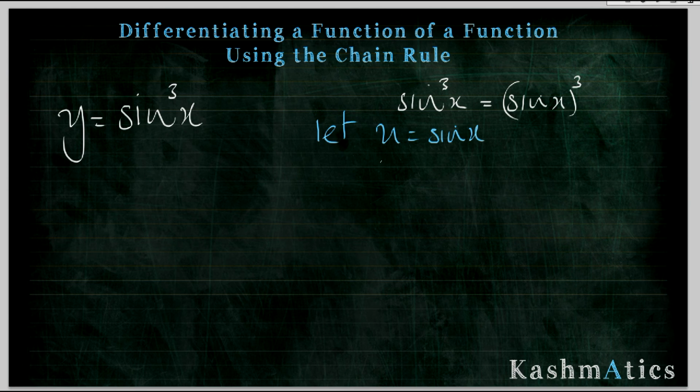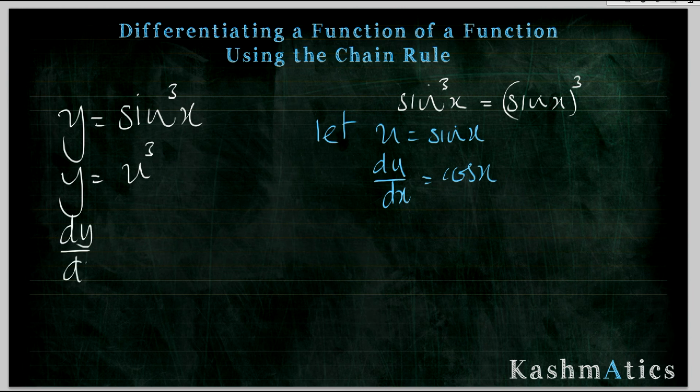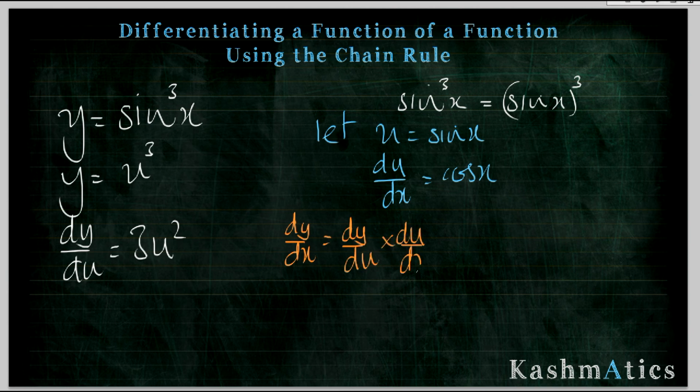Let u equal sine x, so therefore du by dx would equal cos x, and then this here becomes y equals u cubed, because u is sine x. So dy by du would equal 3u squared. If I apply my chain rule, dy by dx is equal to dy by du multiplied by du by dx. Dy by dx would equal dy by du, which is 3u squared, multiplied by du by dx, which is cos x.